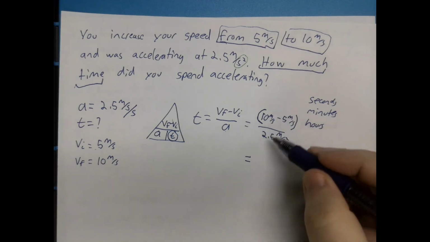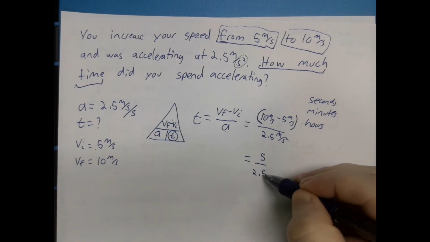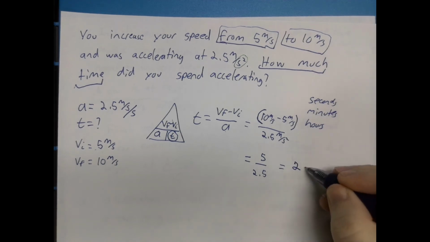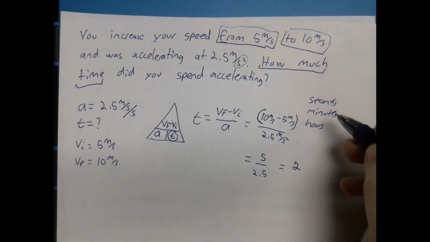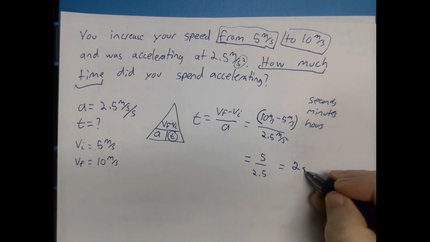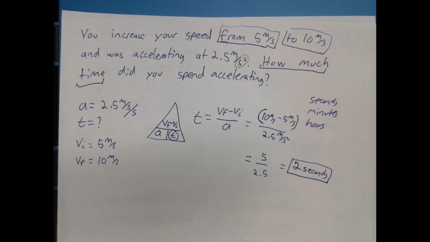So 10 minus 5 is 5, divided by 2.5. Plugging that in, that would be 10, and that would be 2. So 2. And we already said we're solving for time, so that would be 2 seconds. Box your answers once you're done.